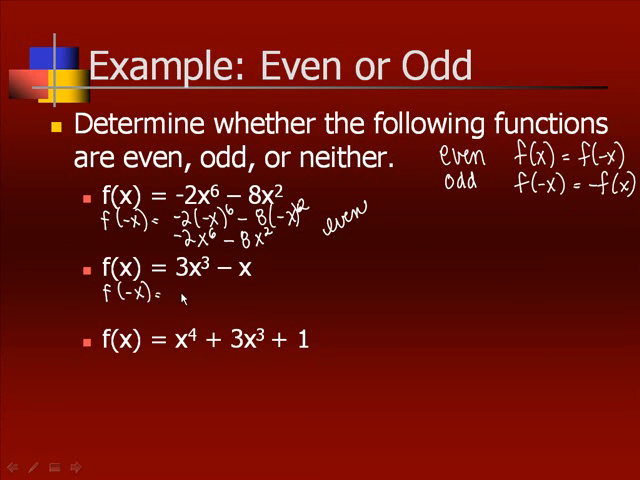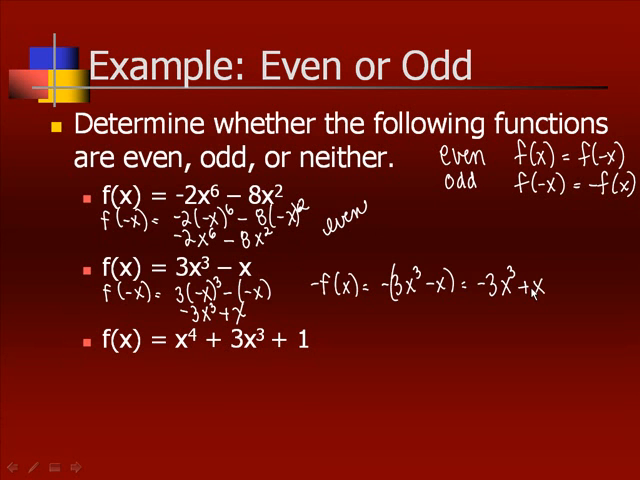F of negative x is 3 times negative x to the 3rd minus negative x. So that's going to give us negative 3x to the 3rd. Minus a negative is going to be a positive. Those are not the same. This is the opposite sign. This is the opposite sign. So what we're probably thinking is, hey, what if we took the opposite of both terms, which would give us negative 3x to the 3rd plus x? Those are the same. Therefore, this is an odd function.